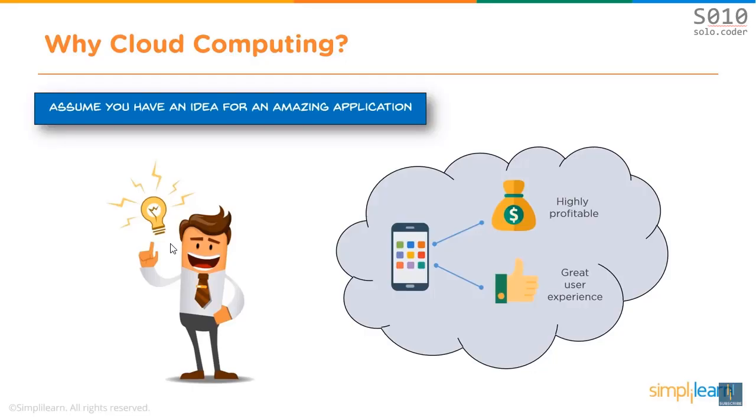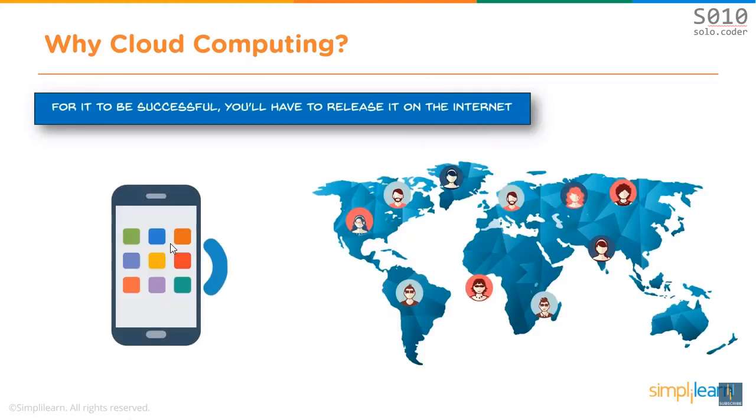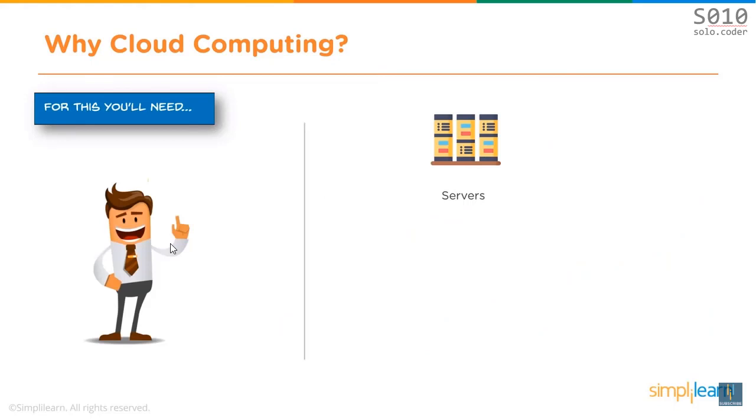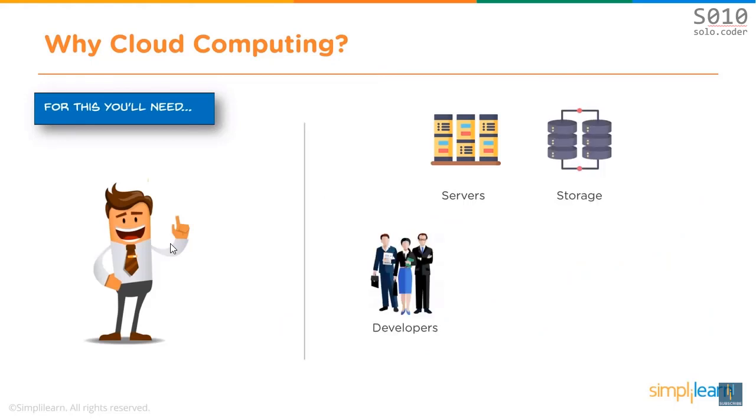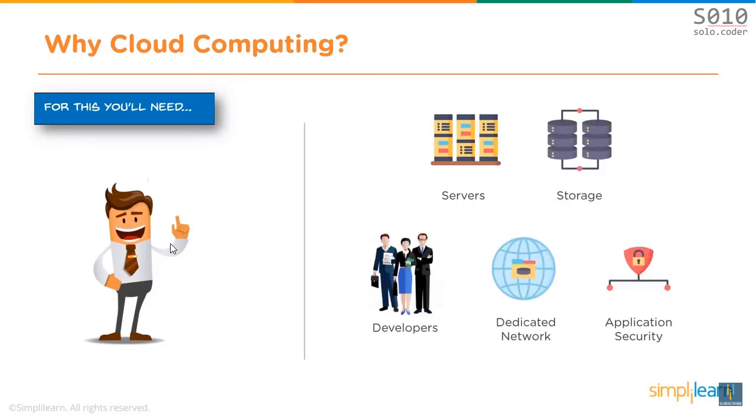Now, let's say you have an idea for a revolutionary application. An idea that ticks both the boxes when it comes to good applications. One, it has great user experience. And two, it will be highly profitable. Now for it to be successful, you'll have to release it on the internet. People need to use it, they need to spread the word, and then it will become truly famous. However, for that, you're going to need servers, storage, developers, a dedicated network, and application security to ensure your application works the way it does.